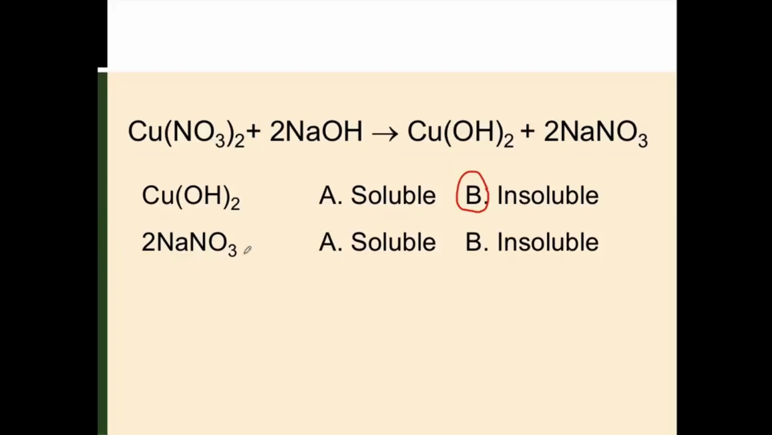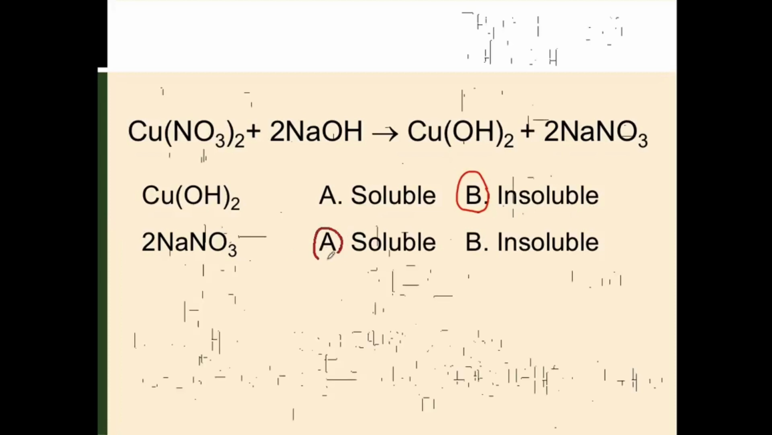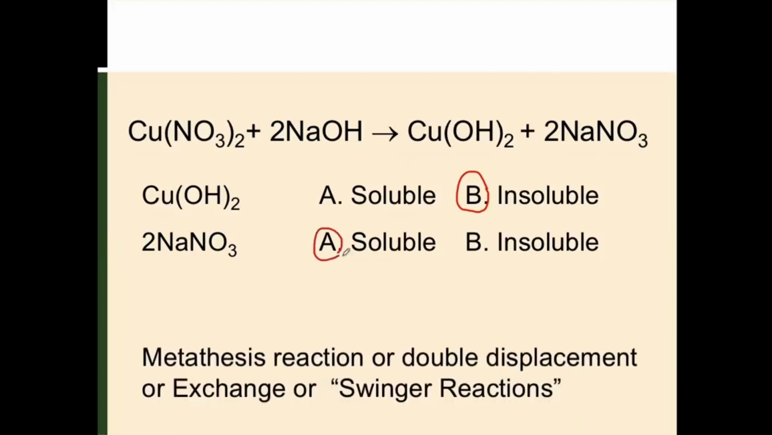Sodium nitrate, generally speaking, the nitrates were soluble. So we think that that's going to be soluble. And so the metathesis reaction here, or a double displacement or exchange or swinger reaction, shows that the ions swap over. And so the driving force here is the formation of this insoluble precipitate, this calcium hydroxide.